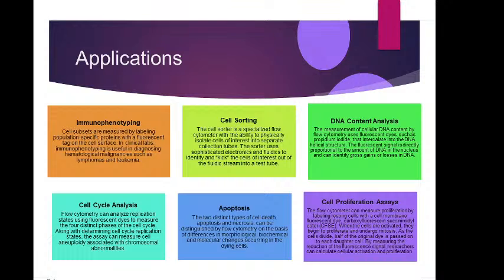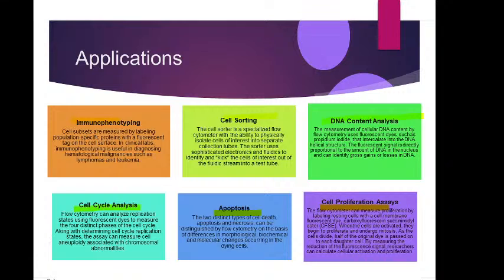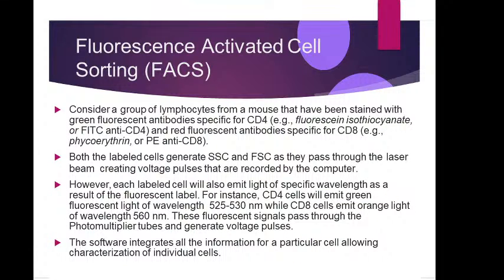These are some of the applications of flow cytometry. It is highly useful in immunophenotyping, cell sorting, for knowing the DNA content in the cell, for cell cycle analysis, for apoptosis, for cell proliferation. These are some of the basic applications of flow cytometry. Flow cytometry is also known as fluorescence activated cell sorter.